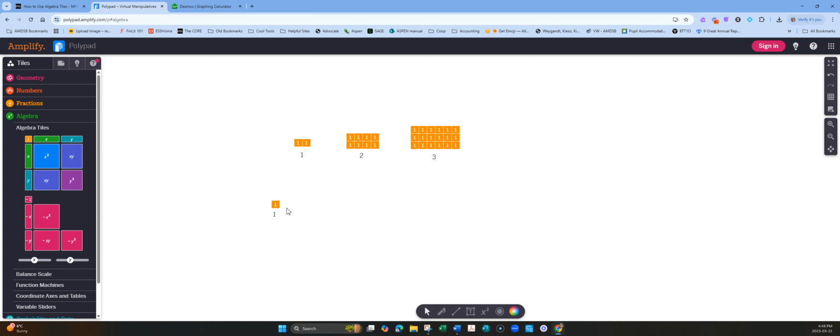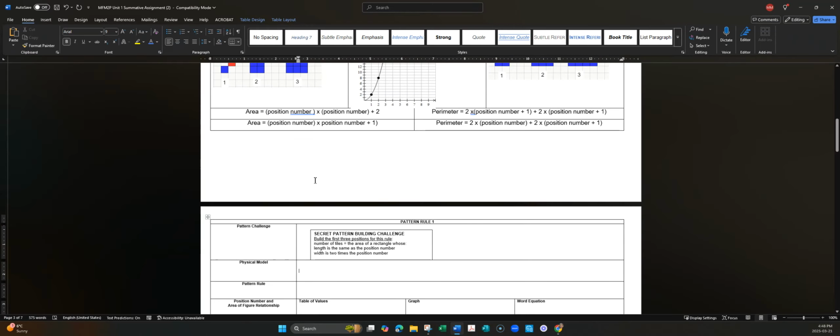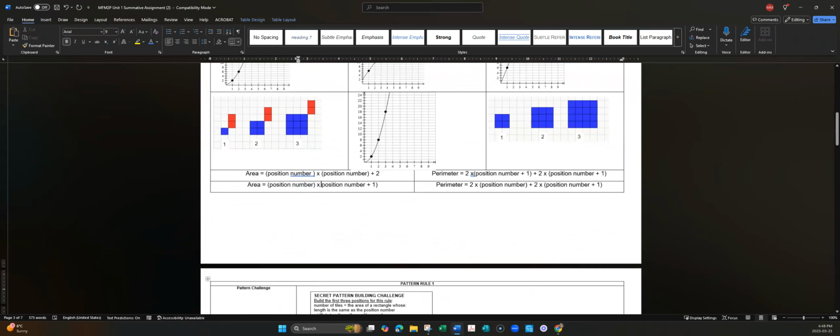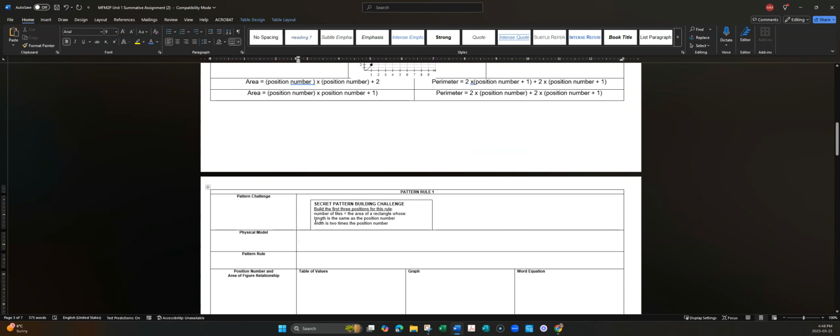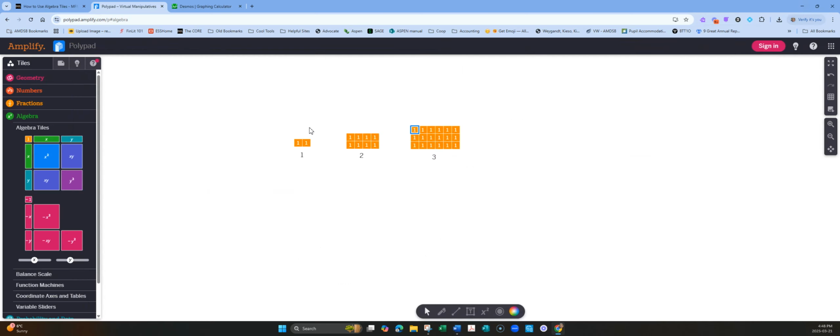If I had a relation where it was just 1 to 1, position 1 was just 1, that's what it would look like. But that's not what it is, so I'm going to delete that because it says my secret rule. Remember, I'm doing number 1: the length is the same as the position number. The width is 2 times the position number. Okay, so if I want to do it like this, here it is.